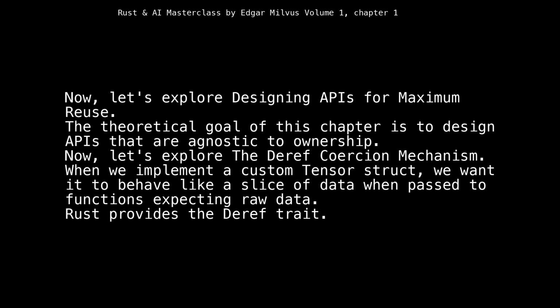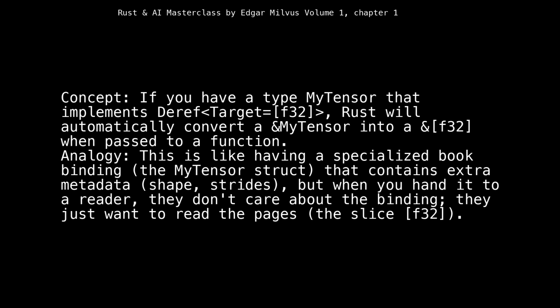Now, let's explore designing APIs for maximum reuse. The theoretical goal of this chapter is to design APIs that are agnostic to ownership. Now, let's explore the deref coercion mechanism. When we implement a custom tensor struct, we want it to behave like a slice of data when passed to functions expecting raw data. Rust provides the Deref trait. Concept: if you have a type MyTensor that implements Deref<Target=[f32]>, Rust will automatically convert &MyTensor into &[f32] when passed to a function.